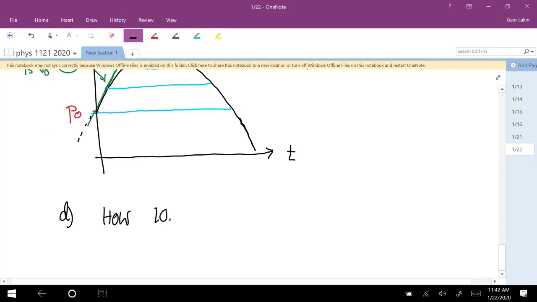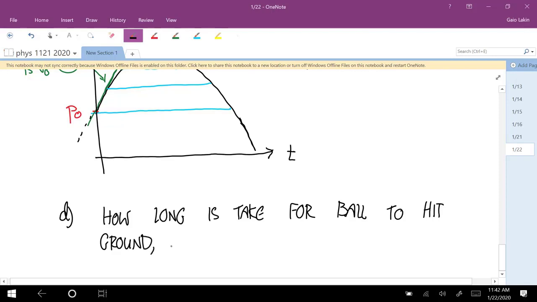How long does it take for the ball to hit the ground? And let's do these together. And how fast is it going? Or let's actually say, what's the velocity? How fast is asking about a speed that's always positive. What's the velocity the instant before it hits the ground?